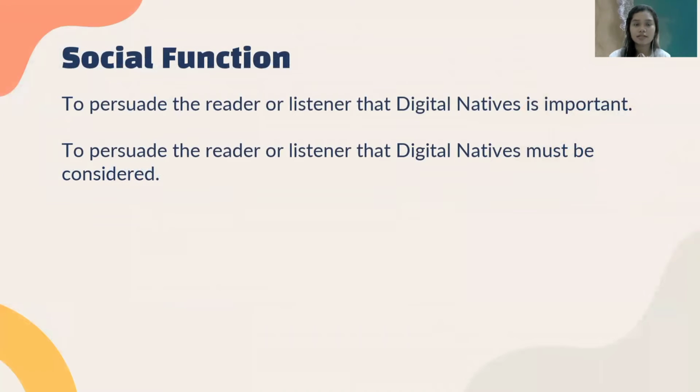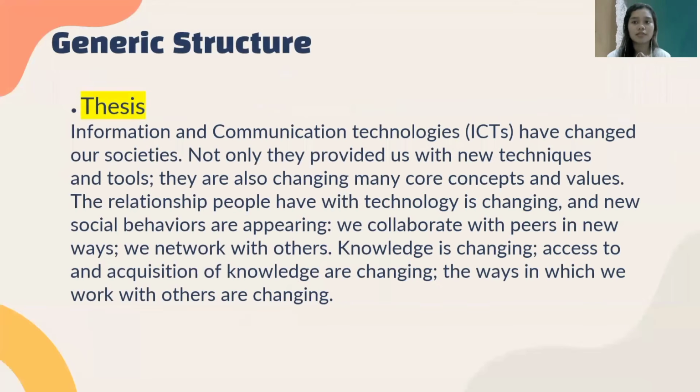This one is the social function. Of course, in hortatory exposition text, there is a social function. The social function of this text is to persuade the reader or listener that digital natives are important and must be considered. After that, there is the generic structure. Of course, after the social function, there is the generic structure.